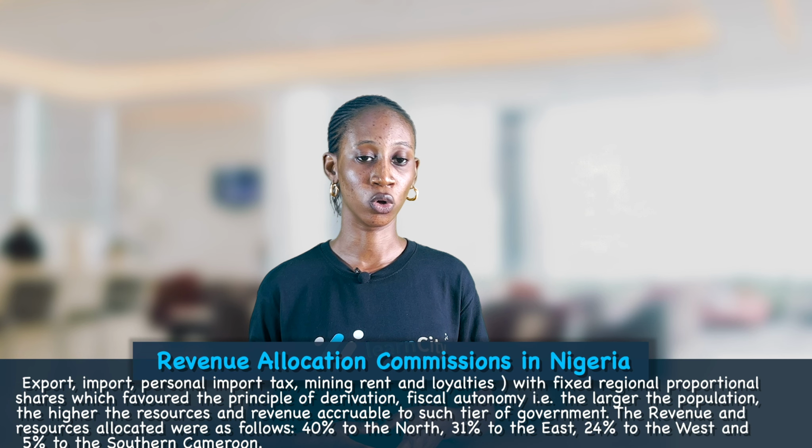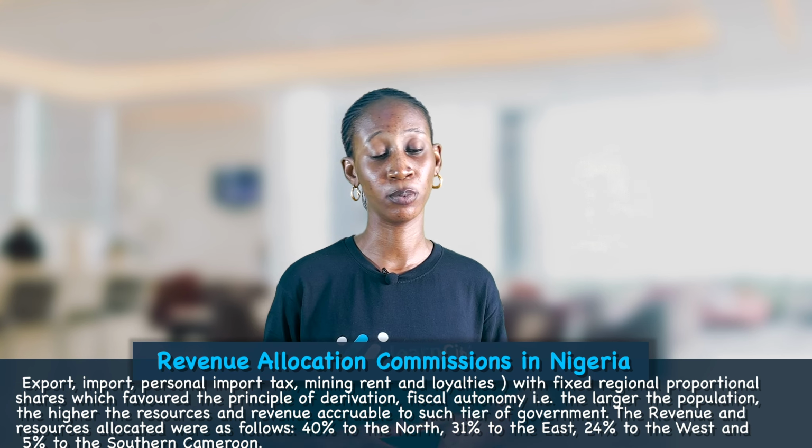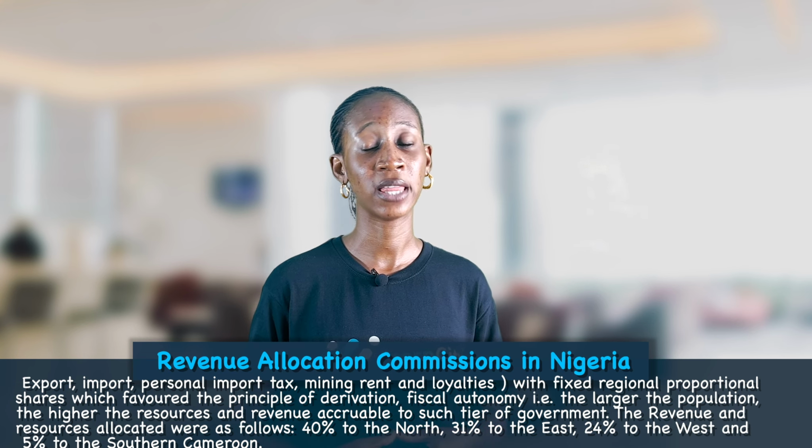The revenue and resources allocated were as follows. Under the Raisman Commission of 1958, 40% was given to the north, 31% to the east, 24% to the west, and 5% to southern Cameroon. So that was how the nation's resources were divided according to the Raisman Commission of 1958. The commission brought the suggestion of using the DPA, the distributed pool account, and the fiscal autonomy principles to share the nation's resources.